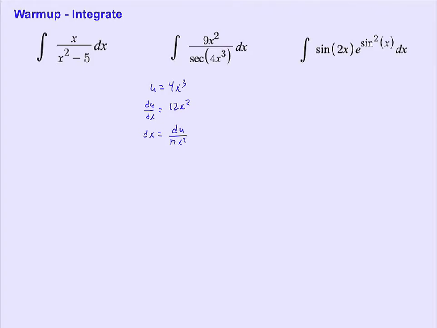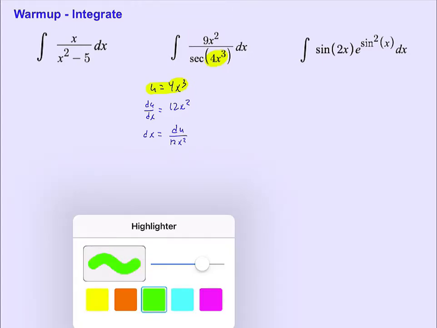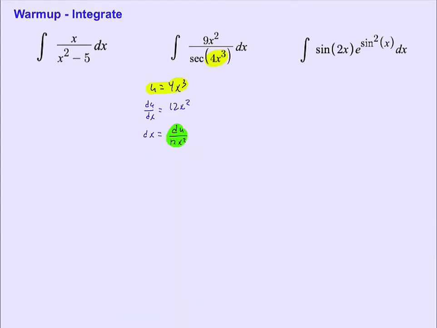And so the substitution that we're going to do, we're going to put the u in for the 4x cubed, and we're going to put du over 12x squared where we see the dx. So we're going to do those two substitutions. The advantage to this strategy is you don't have to fix the coefficients first.